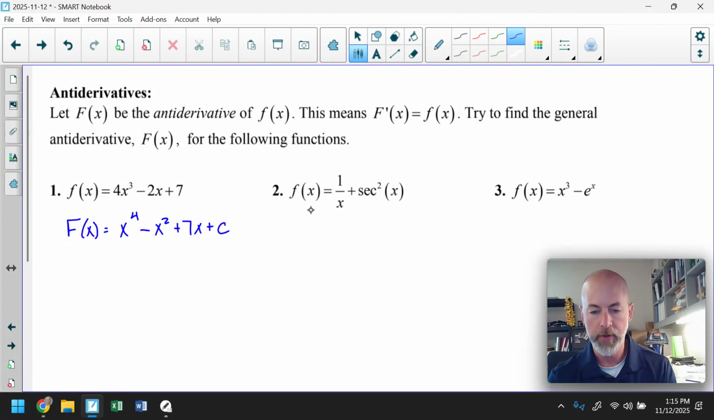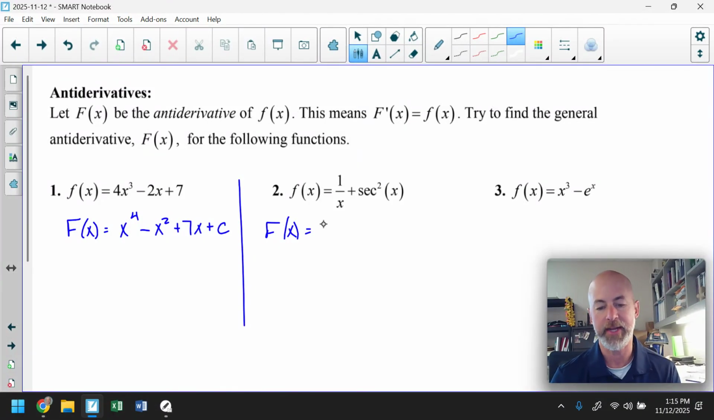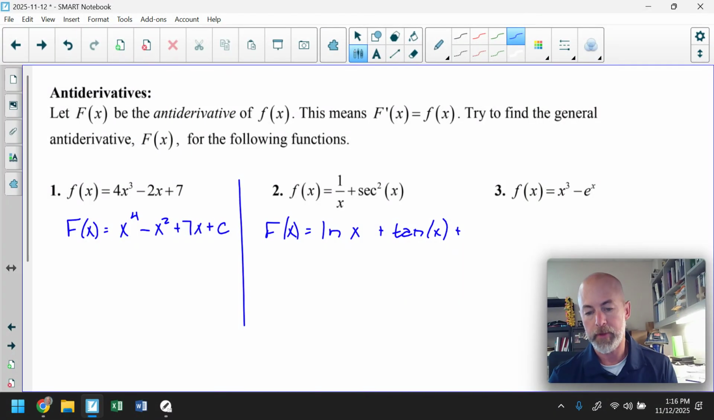And so let's look at number 2. This one is the recognition category. This is not a polynomial like number 1 was. And so for this one, when you see 1 over x, you really should get to where you just recognize that the numerator is the derivative of the denominator, and that sounds an awful lot like a natural log. So it's the natural log of x, and secant squared x, you should just recognize that as the derivative of tangent x. There is no process for that. You just need to remember your derivatives, your trig derivatives, and you need to know that 1 over x is the derivative of natural log of x.